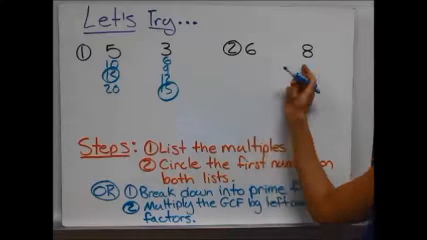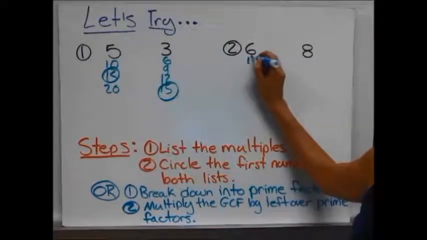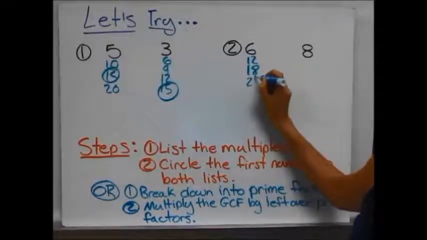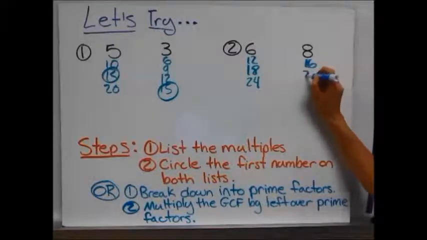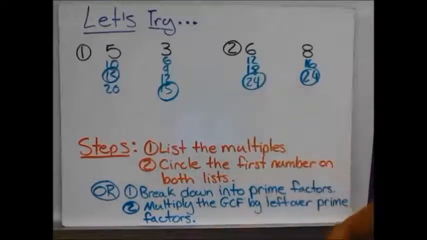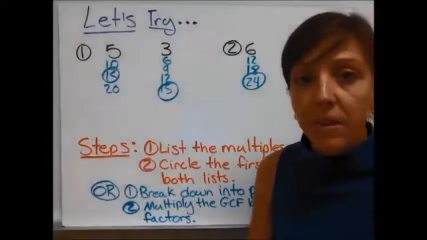I can go over here to 6 and 8 and do the same and say 6, 12, 18, 24. And go to 8 and do the same, 8, 16, 24, and I can stop when I see that they have something in common. So the least common multiple would be 24.